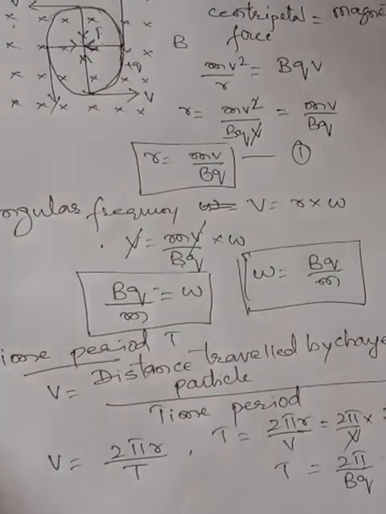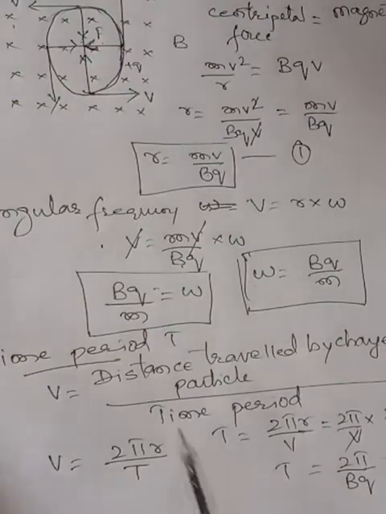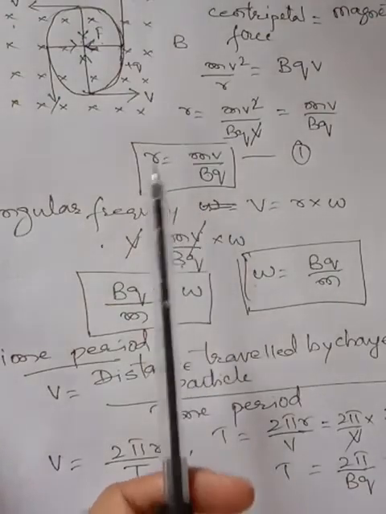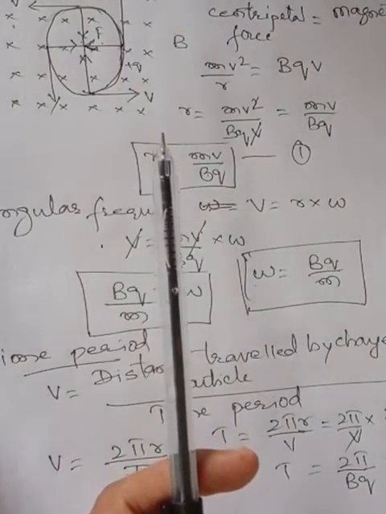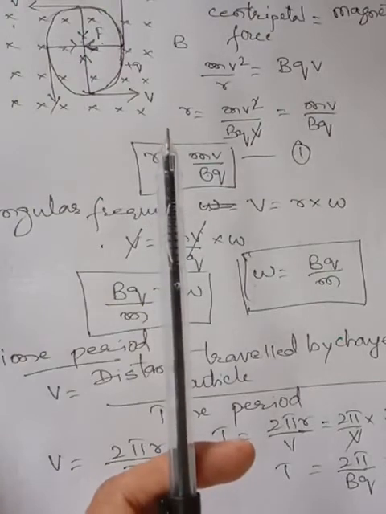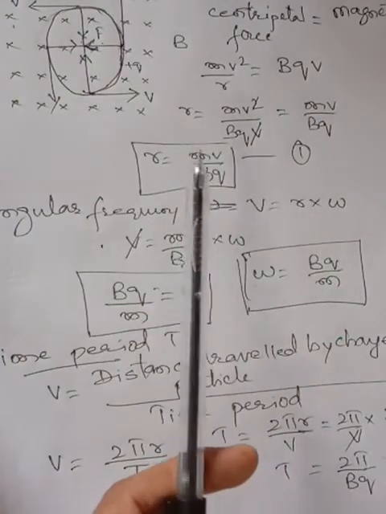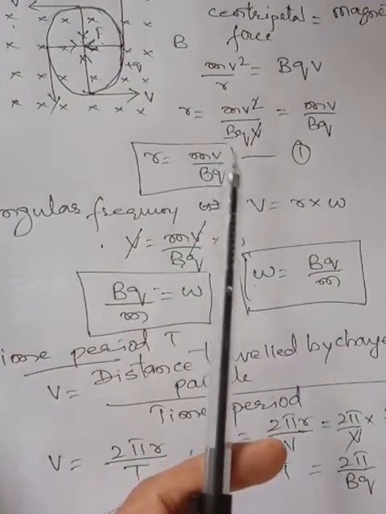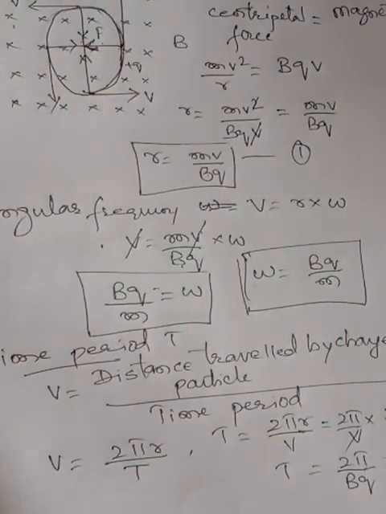So this is very simple. From this, what we have found out is that first, when the particle is moving in a circular orbit, centripetal force is equal to the magnetic force. Centripetal force is given by mv square by r. Magnetic force is given by Bqv. Rearranging the terms, the radius is given by mv by Bq.